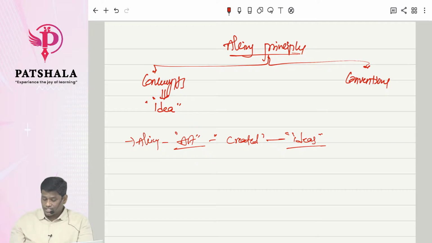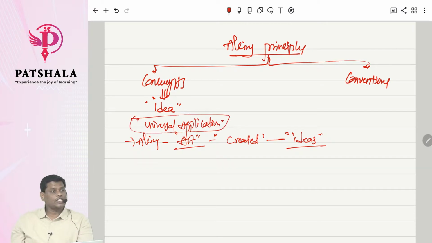These ideas have universal application. The entire world will follow this. The concepts that we are going to study now are not only for India. This is for the entire world. Then, what is a convention?